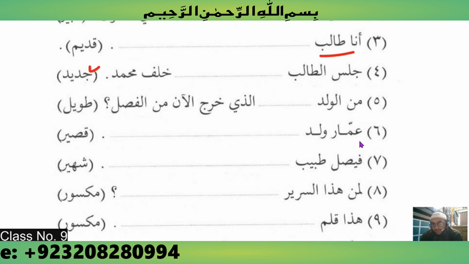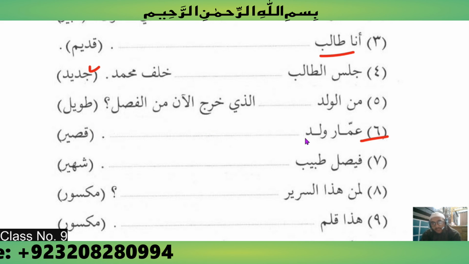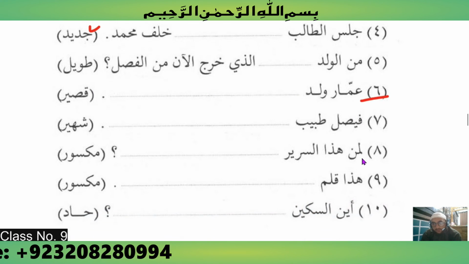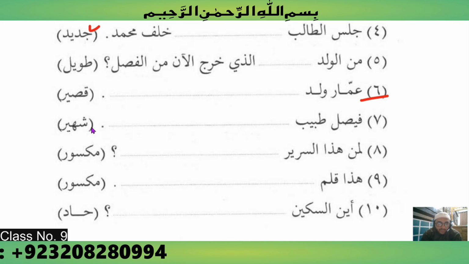Number 5, من الولد. We add alif lam here. من الولد الطويل الذي خرج الآن من الفصل؟ Who is the tall boy who just left from classroom? Number 6, عمار ولد قصير. Ammar is a short boy, because we cannot add any alif lam here because it is nakira. Number 7, فيصل طبيب شهير. Faisal is a famous doctor. We do not add any alif lam here.